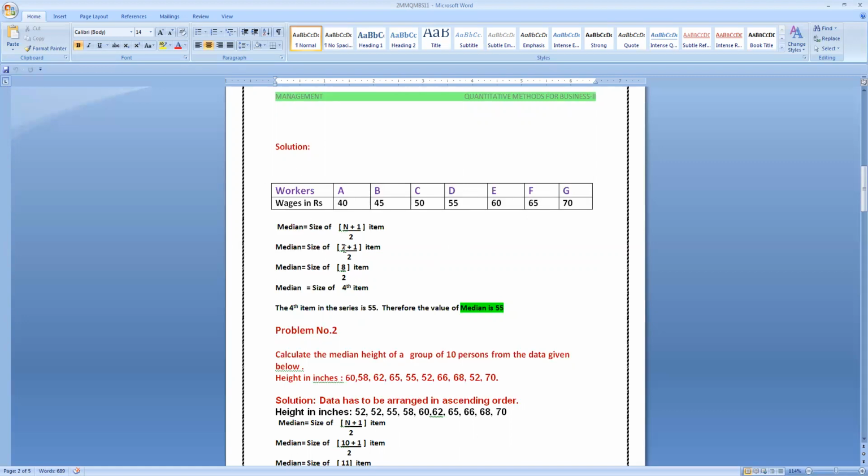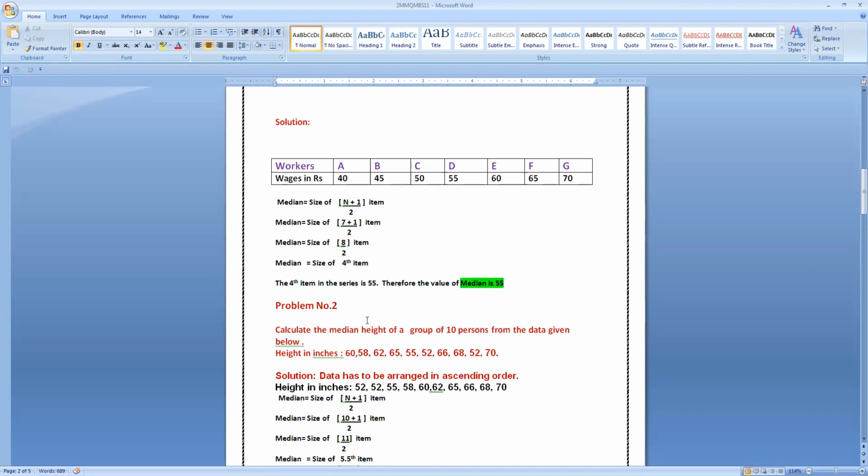So median equals size of 7 workers. In place of n, we substitute 7: 7 plus 1 by 2. Therefore, median equals size of 7 plus 1, which is 8, divided by 2. It is the fourth item. Let us check what the fourth item in this series is. It is 55. Therefore, the median average is 55 rupees.